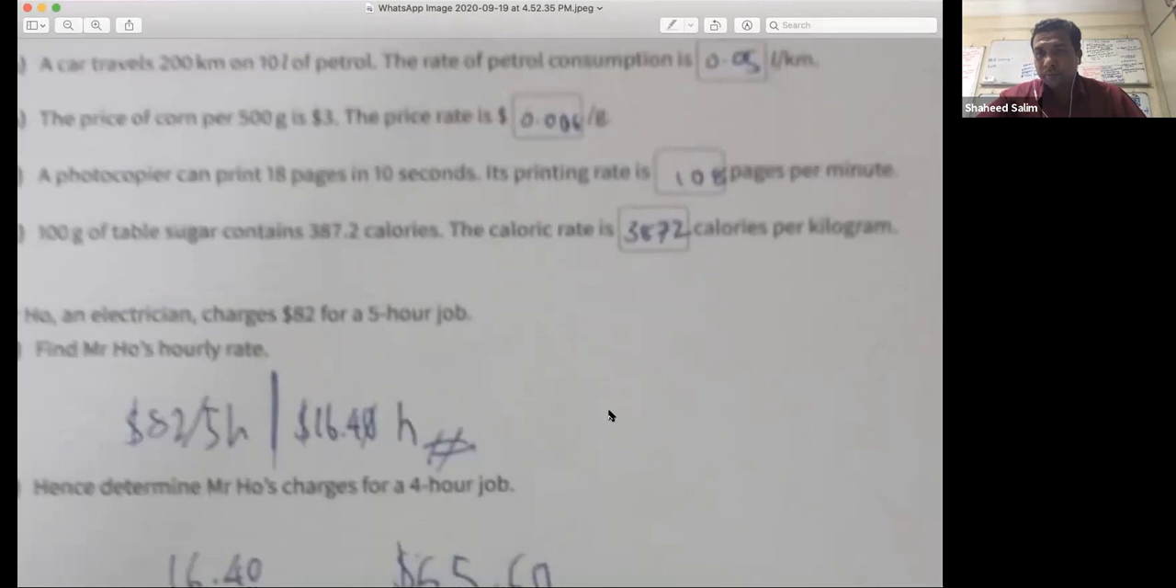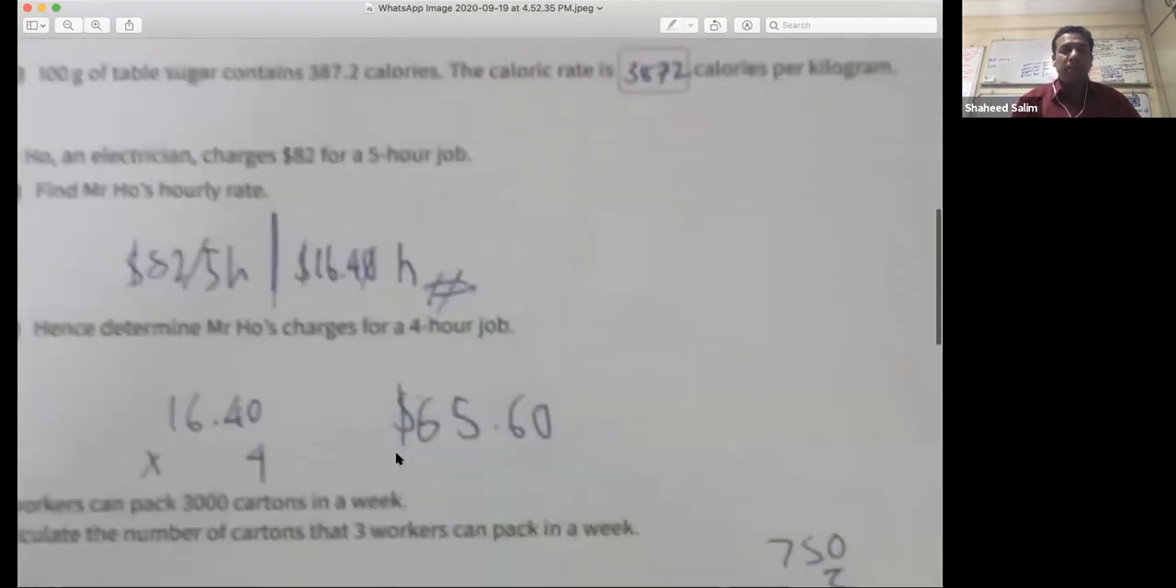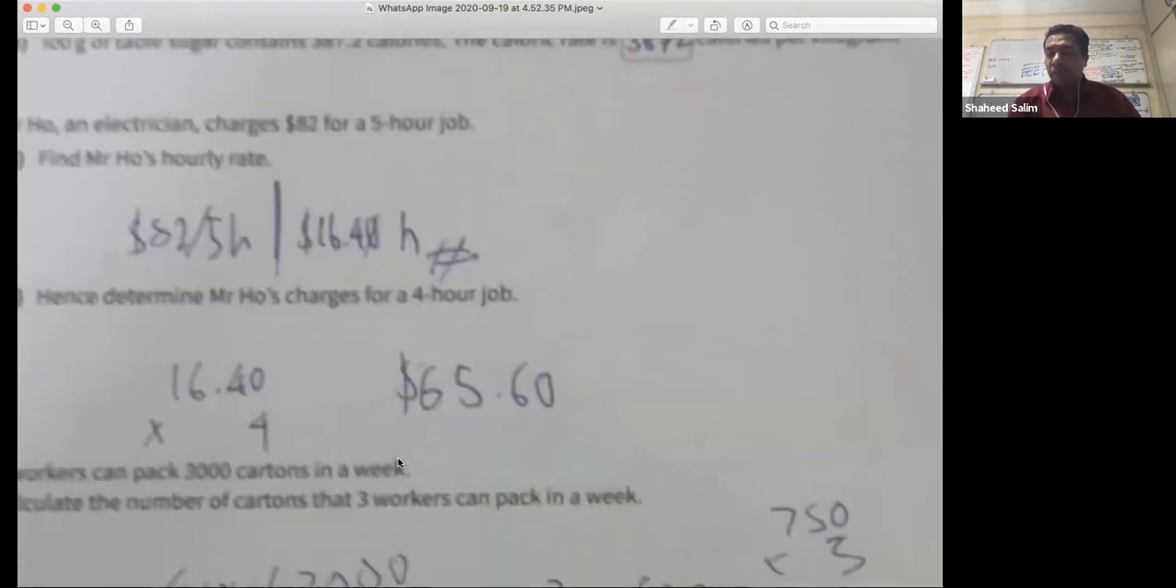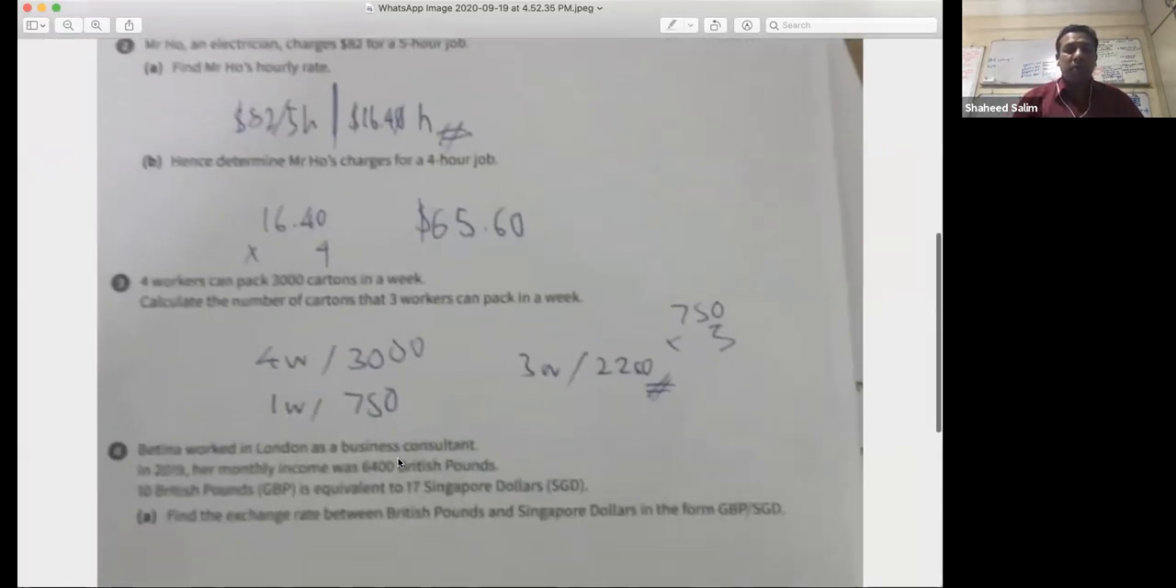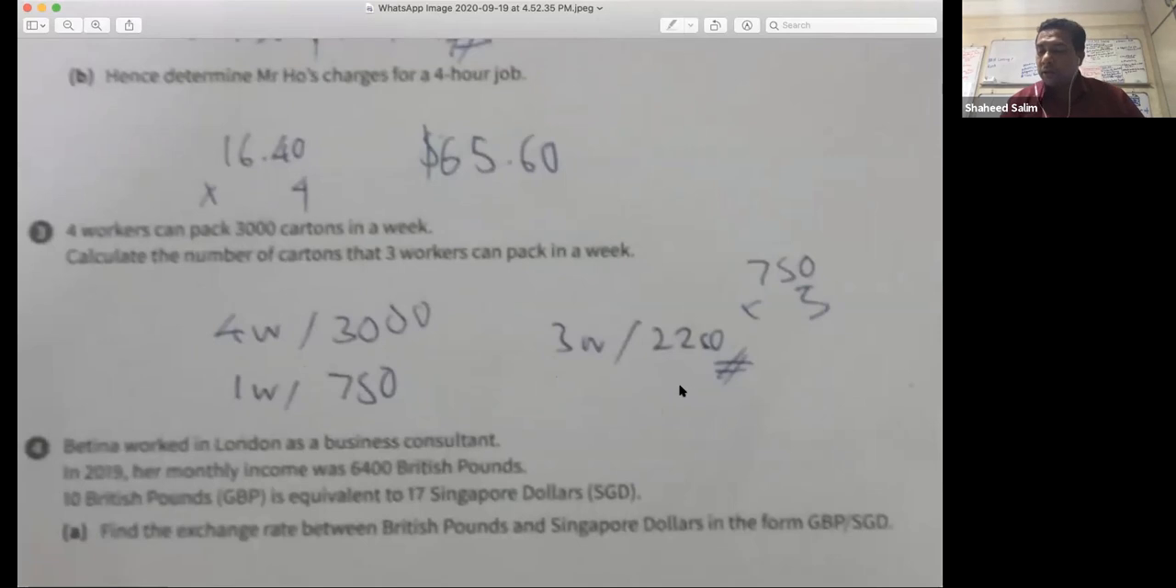No. No, not yet. Okay. And then this is what? $82 an hour. What is this? $82. Okay, 16.40 an hour, correct. The charges for the job 65.60. All right. So it's quite easy, huh? This is what?